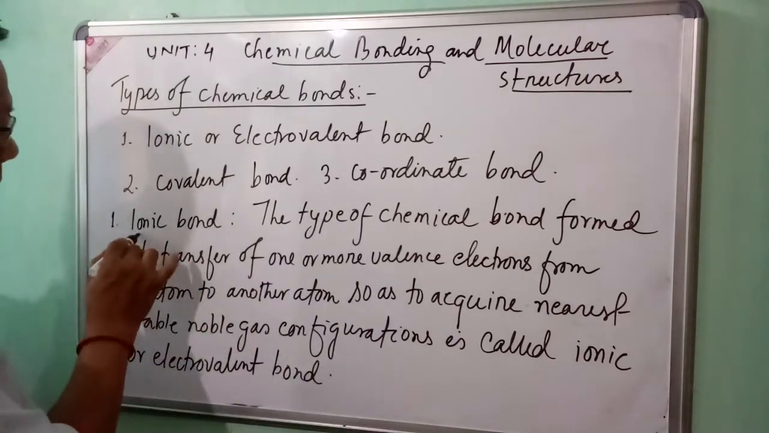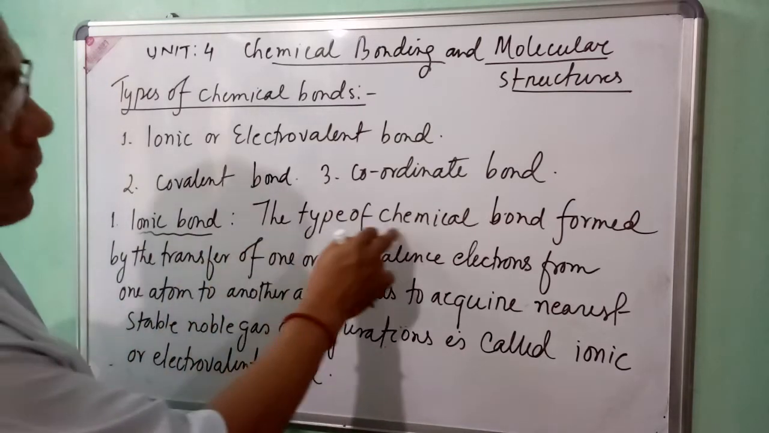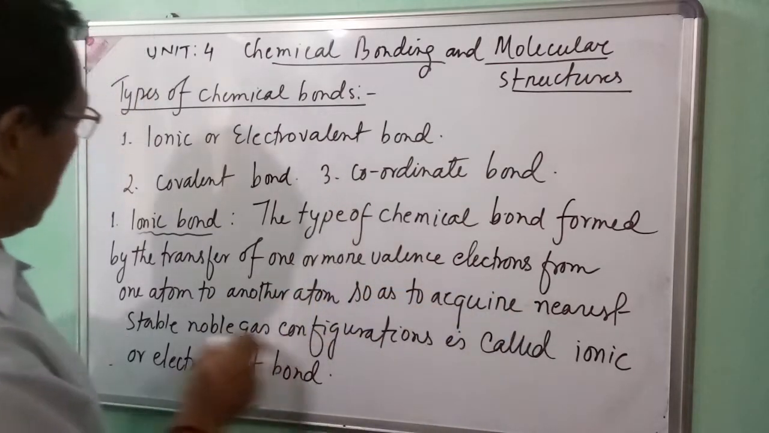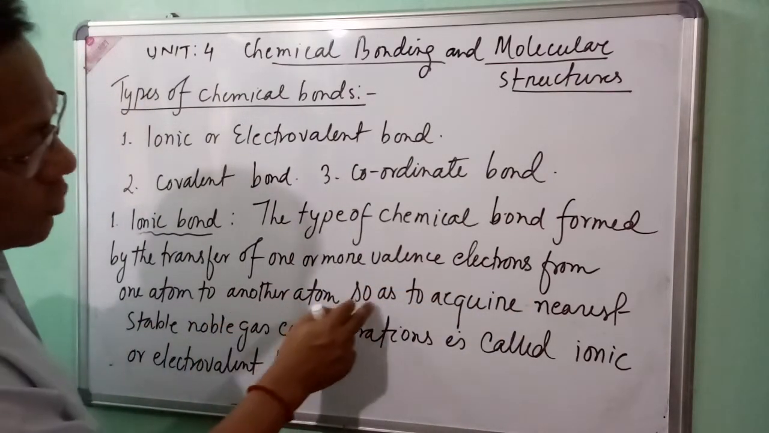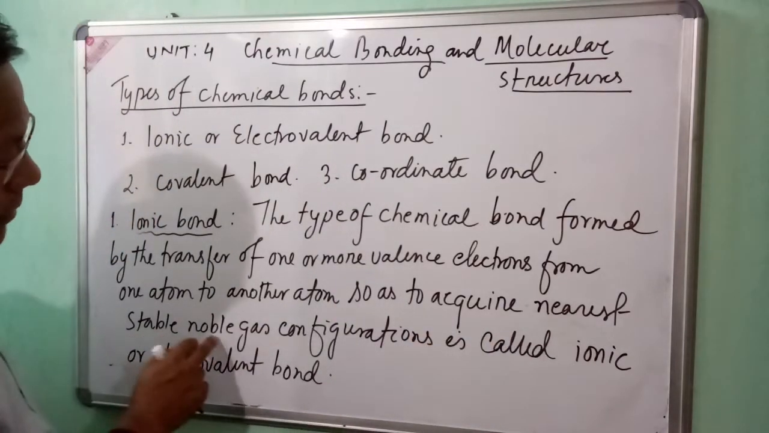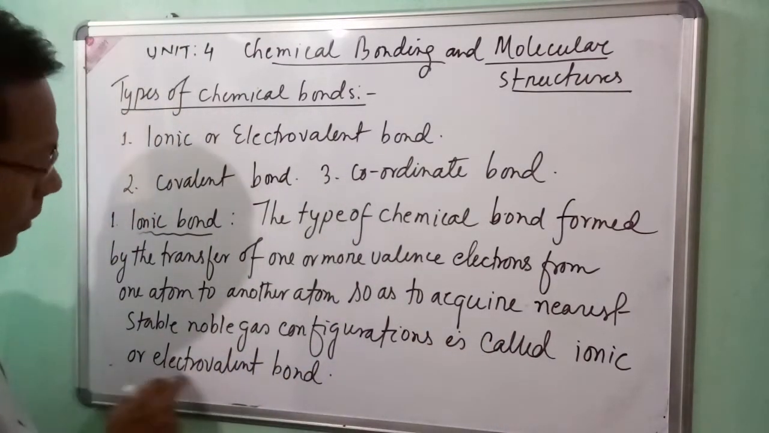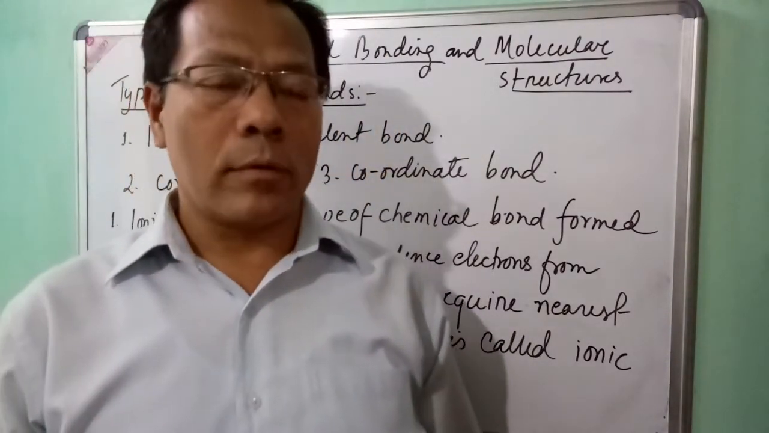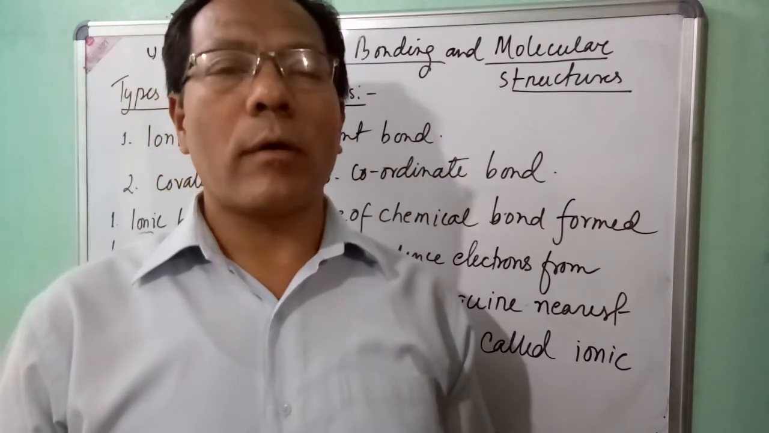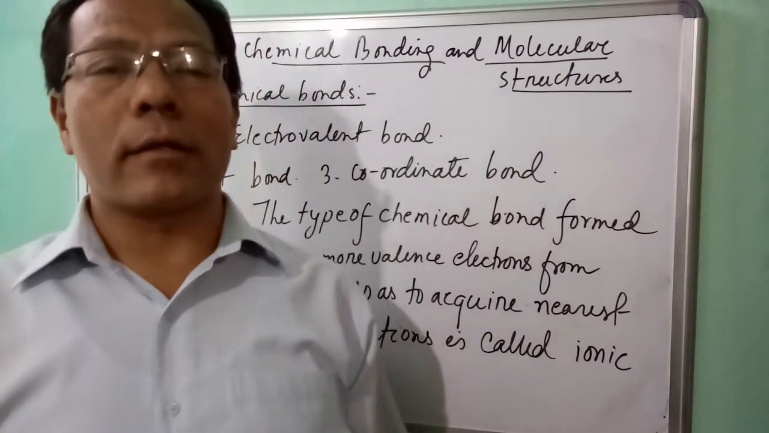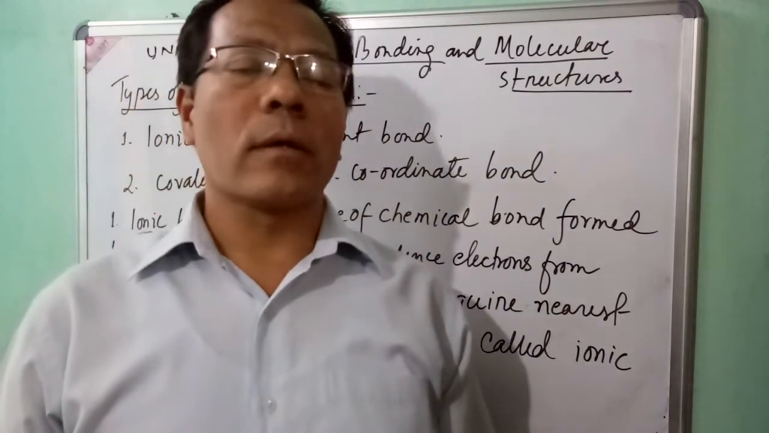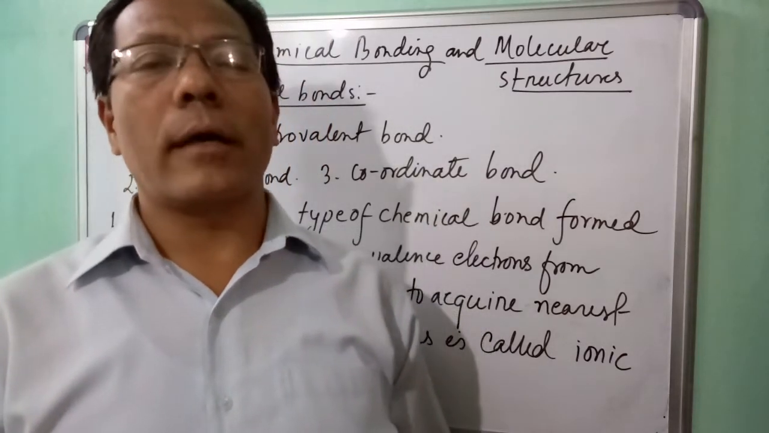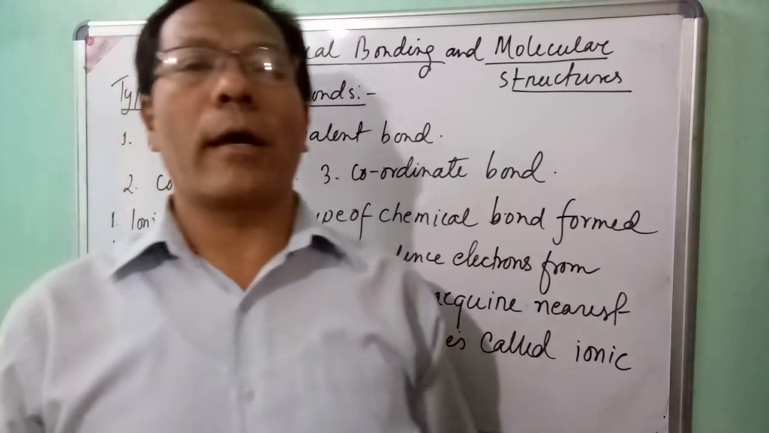Ionic bond is defined as the type of chemical bond formed by the transfer of one or more valence electrons from one atom to another atom so as to acquire the nearest stable noble gas configuration. It is called ionic or electrovalent bond. The type of bond formed by the transfer of one or more valence electrons from one atom to another atom so as to acquire the nearest stable noble gas configuration is called ionic bond, and the compound containing ionic bond is called ionic compound.